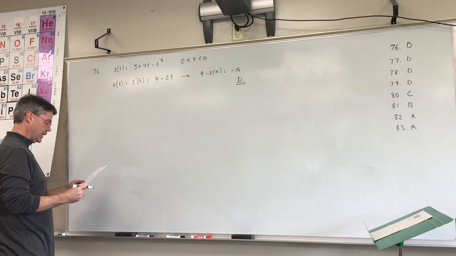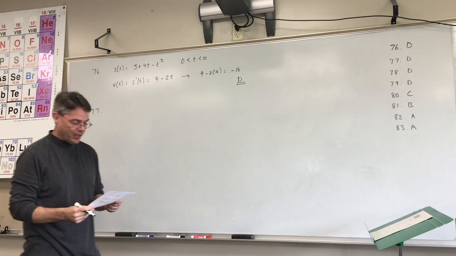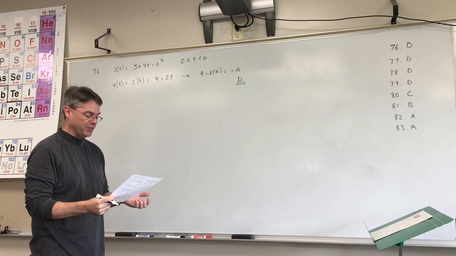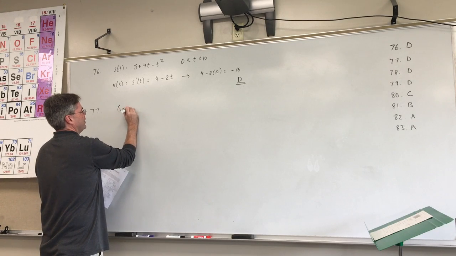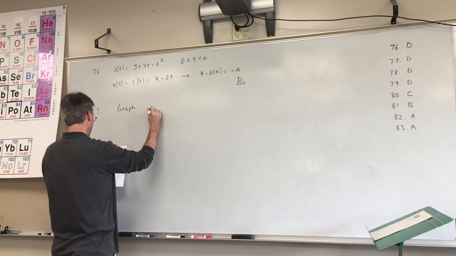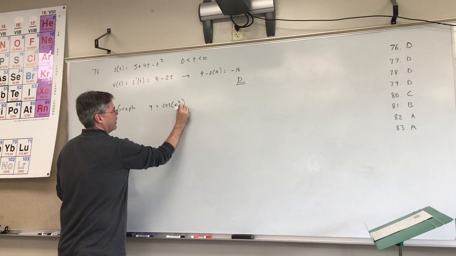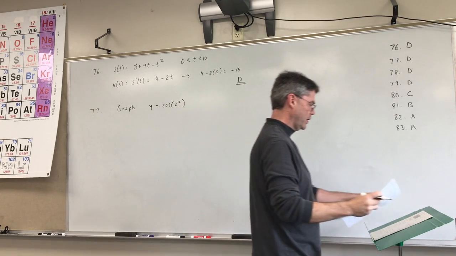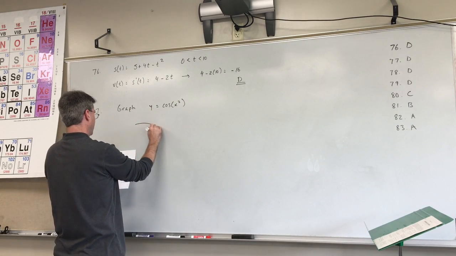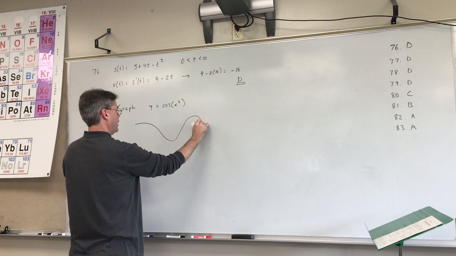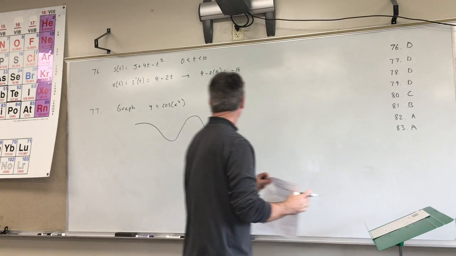All right, 77. So for 77, we've got our calculator. If you want to know how many points of inflection, what you want to do is graph. So you should give this a try. Graph y equals cosine x squared. I'm going to go ahead and draw what that graph looks like. It looks something like that, in between 0 and pi.